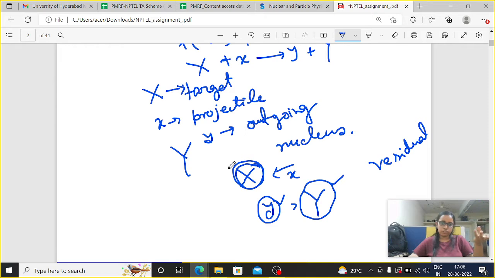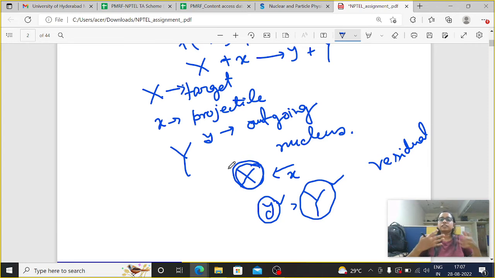Small y will be the outgoing particle, let's say an outgoing gamma, X-ray, alpha particle, proton, neutron, and all these things. And capital Y, what will it be? It will be a residual nucleus with a very high mass, comparable to capital X. So this is the main thing for nuclear reaction.